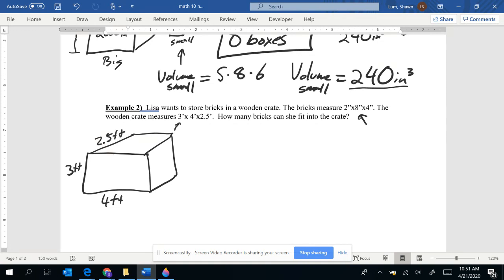Now what we're going to do right here is that we can't start doing the same thing as the previous question. We need to have all the same units. Since this one is in feet and this one is in inches, they have to be the same unit. So I'm going to convert all of this crate stuff into inches. How we do that is times all these numbers by 12. So I'm going to take 4 feet times 12, and that's going to be 48 inches. 3 feet times 12 is now going to be 36 inches. And then 2.5 feet times 12 equals 30 inches.